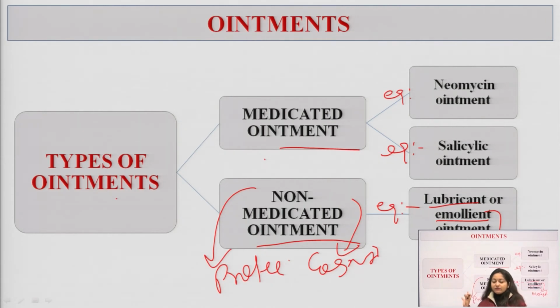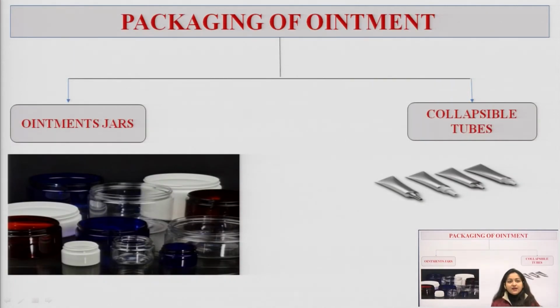So these are some of the classifications of ointments. Now let us understand packaging of ointment. Whenever a formulator formulates an ointment, what are the factors that the formulator keeps in mind while packaging these ointments?